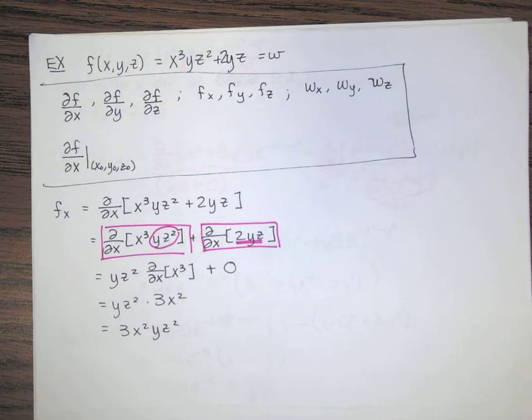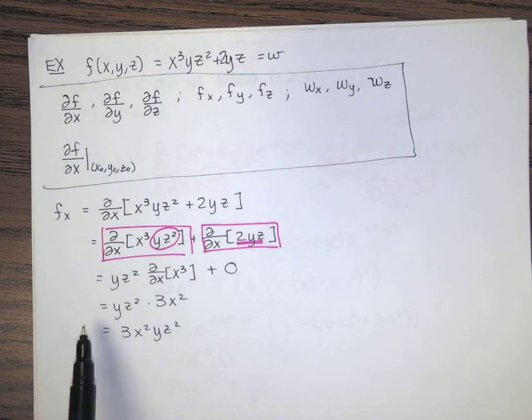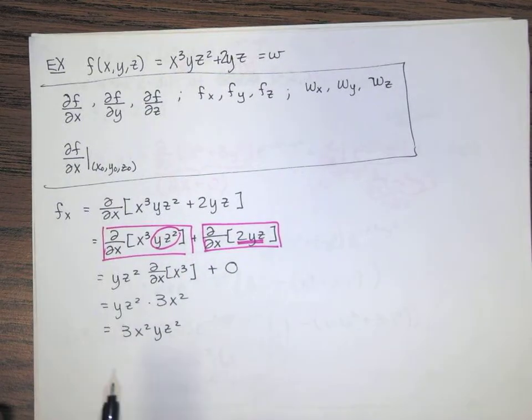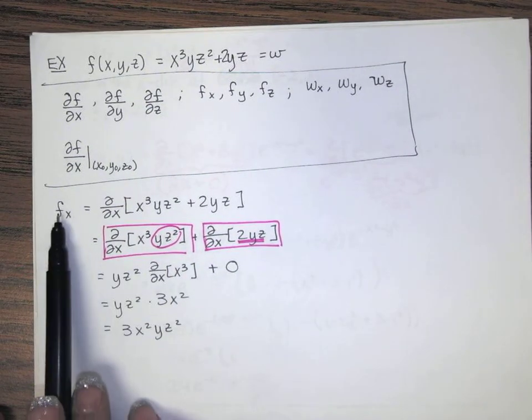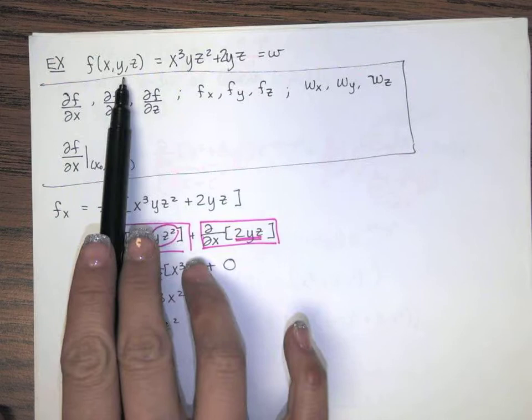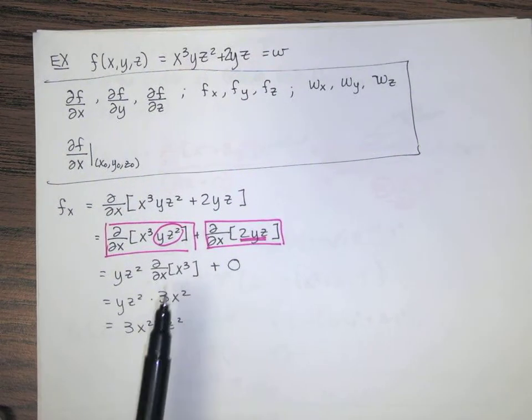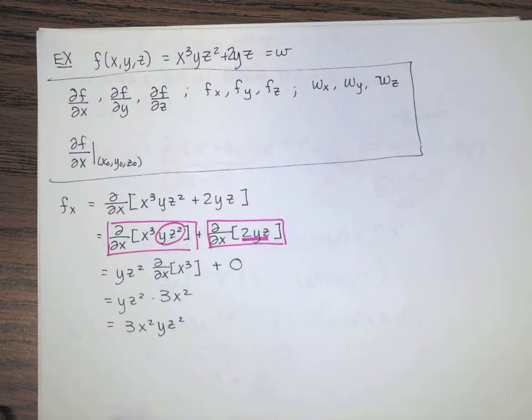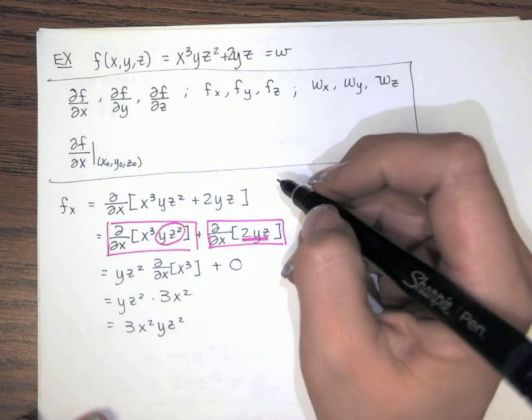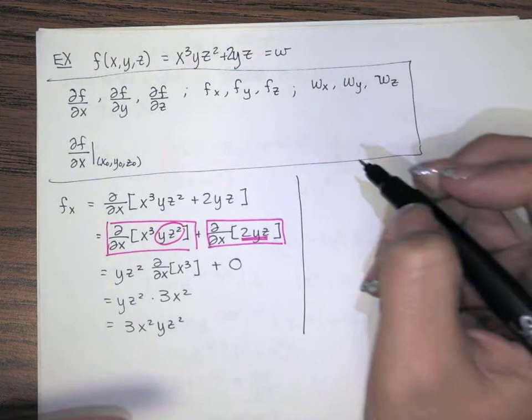So that's how we take partials with respect to these various variables when there are more than 2 variables here. The partial with respect to x requires treating all of the other variables as constants. In this case, y and z are constants. And then we differentiate with respect to x. So let's just do one more.